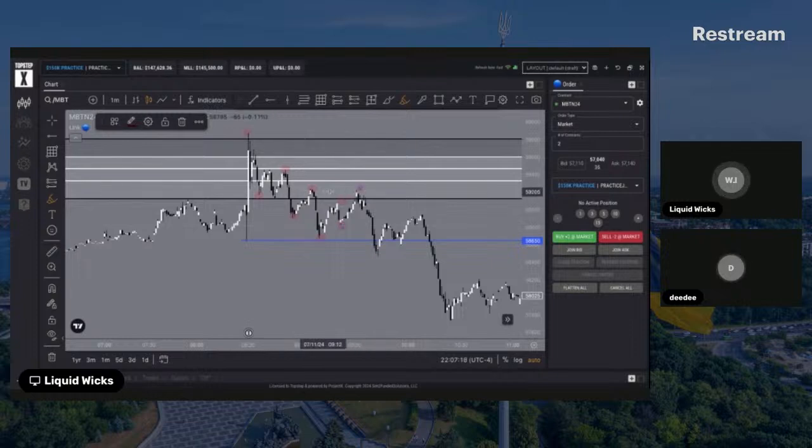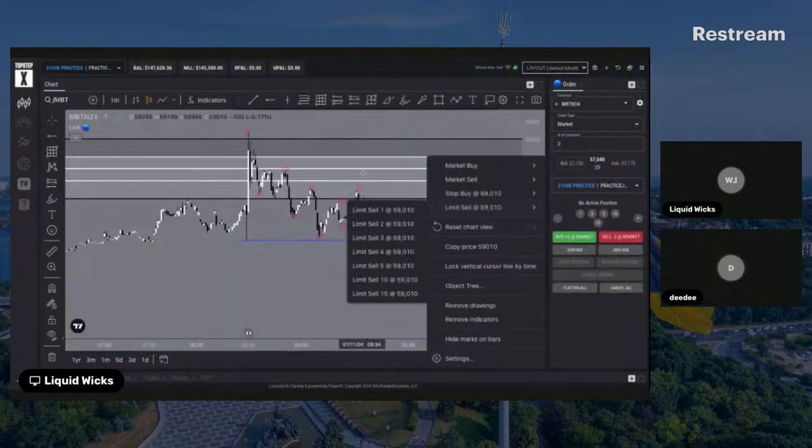Notice when we respect the level and when we break through one. So when we come back into that range, you can see the price reacts at these levels. Same story on the NASDAQ.